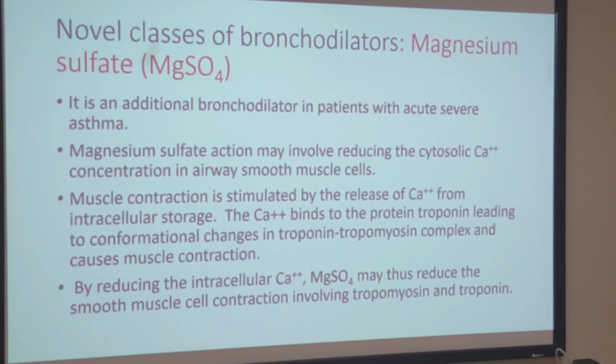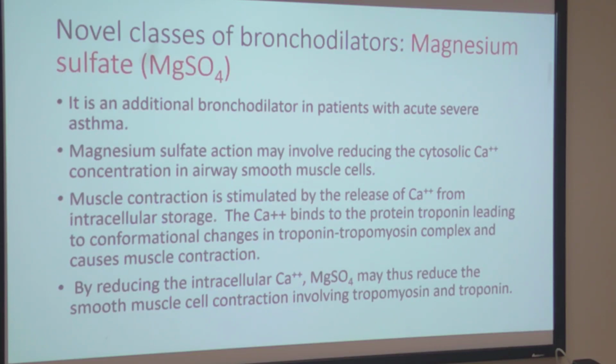Now a little bit on magnesium sulfate. How does magnesium sulfate cause bronchodilation? It's used in patients with acute to severe asthma. Magnesium sulfate action may involve reducing the cytosolic calcium because both of them are divalent cations. We don't know the exact mechanism, unlike the beta agonist or the theophylline which we looked into.